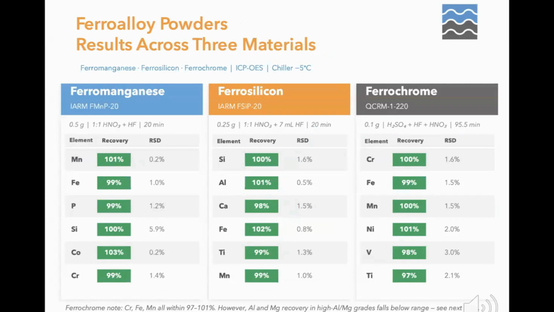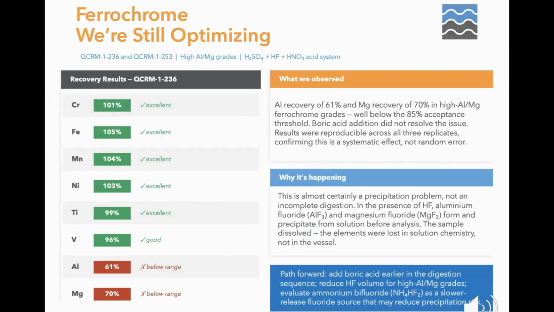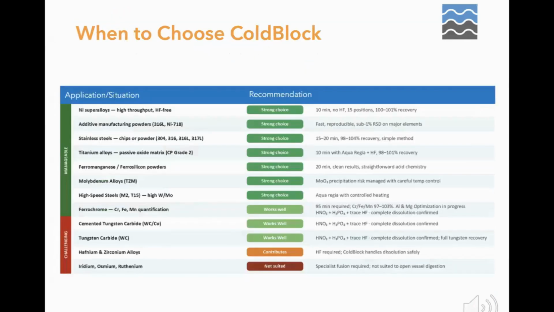I guess the one note that you can see in the footnote there, aluminum and magnesium recoveries for ferrochrome did fall below the range. Actually, you can see that on the next slide here. Excellent recoveries for all the elements at the top, but we're still working on optimizing this method for ferrochrome to improve on the aluminum and magnesium recoveries. I think we have a fairly good understanding as to why we're under recovering those, and we're working to optimize the method. But just to show you, we are continuing to advance and expand our library of different methods. Here's a bit of a summary though for you.